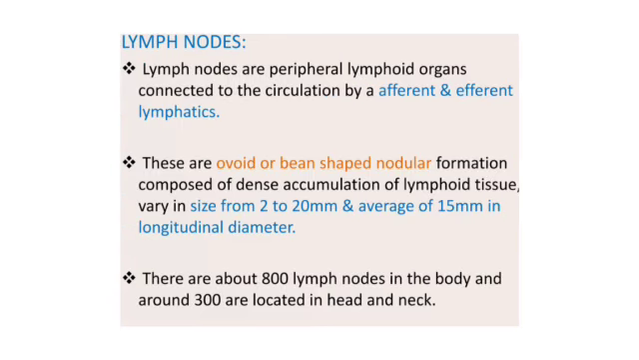Lymph nodes are peripheral lymphoid organs which are connected to the circulation by afferent and efferent lymphatics. These are ovoid or bean-shaped nodular formations composed of dense accumulation of lymphoid tissue, which vary in size from 2 to 20 mm, with an average of 15 mm in longitudinal diameter. There are about 800 lymph nodes in the body, and in the head and neck it is around 300 lymph nodes.